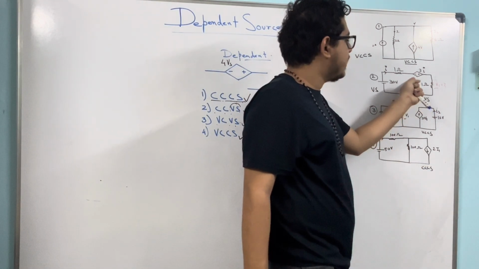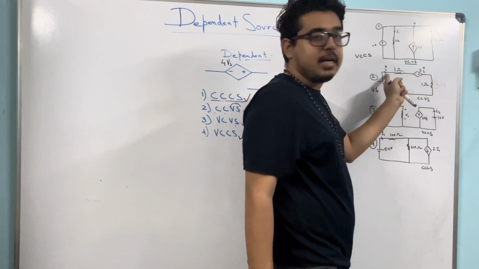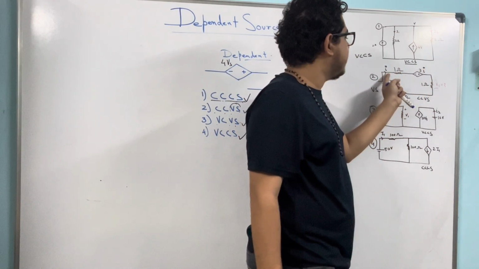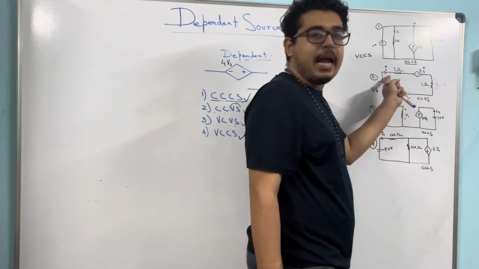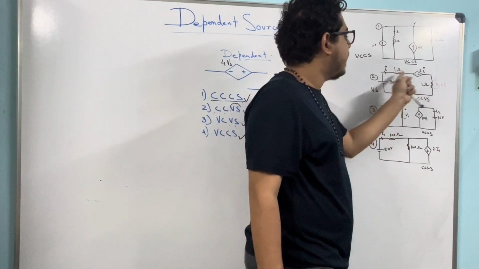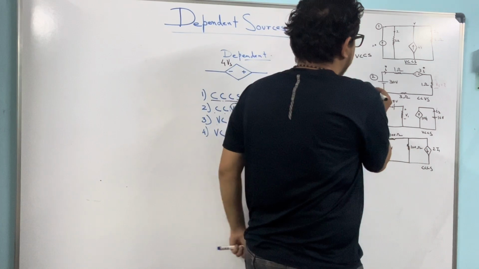So it's a voltage source, but depending on a current. Which current? This current in the circuit. So it is dependent on some current present in the circuit, but it's a voltage source. So it's a current controlled voltage source.